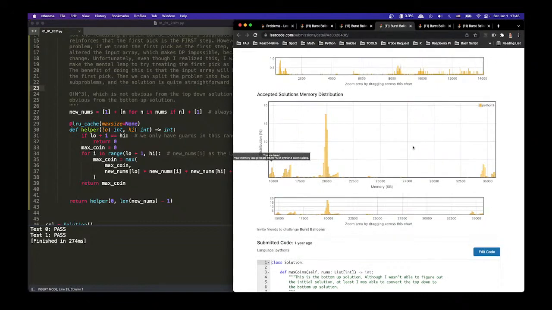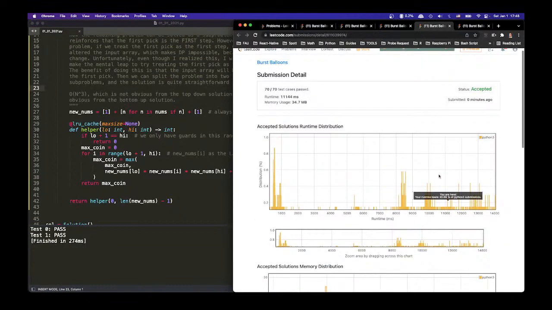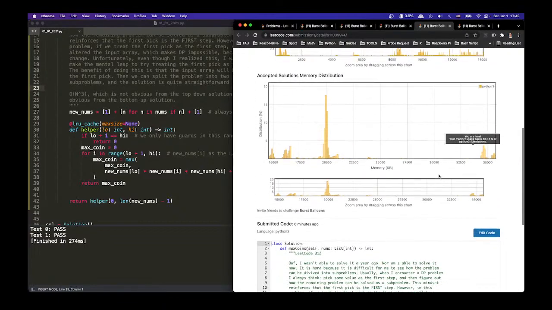This is an interesting development. I did not foresee this. 111 milliseconds, that's the longest I've ever had. Why is the LRU cache not working? Wait, is it because of the cache? Well, the only way to find out is to figure it out. Jeez, we do have to figure out the bottom up.